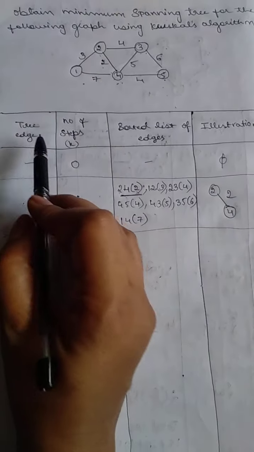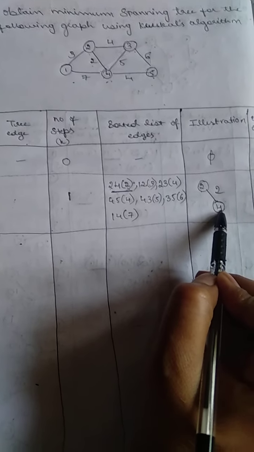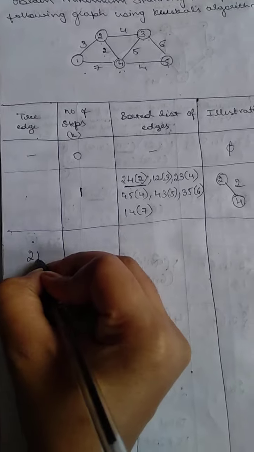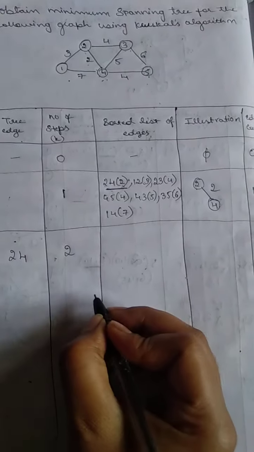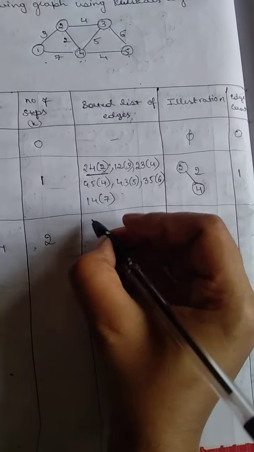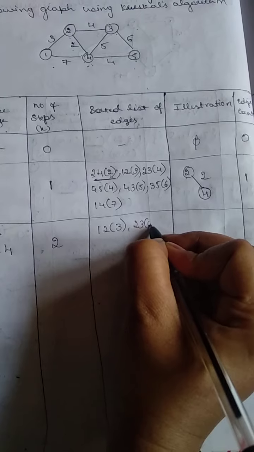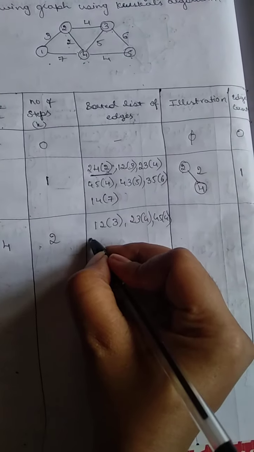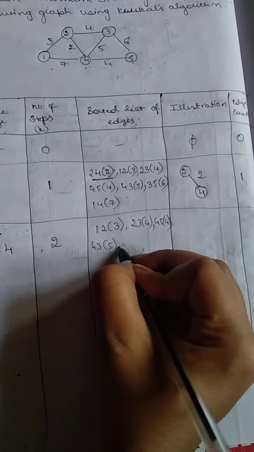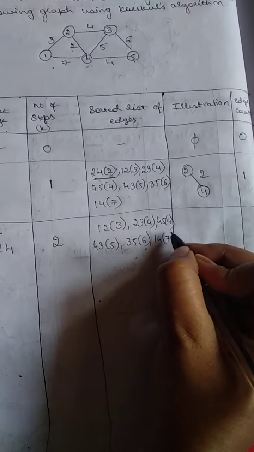Next step, while taking the tree edge, what is the edge you have taken here? 2 to 4. So I'll just take this 2, 4 here as the tree edge. This is the second step I'm going to do. 2 to 4 is already done. Now take 1 to 2, 2 to 3, 4 to 5, it is 4. Then 4 to 3, it is 5. 3 to 5, it is 6. 1 to 4, it is 7.